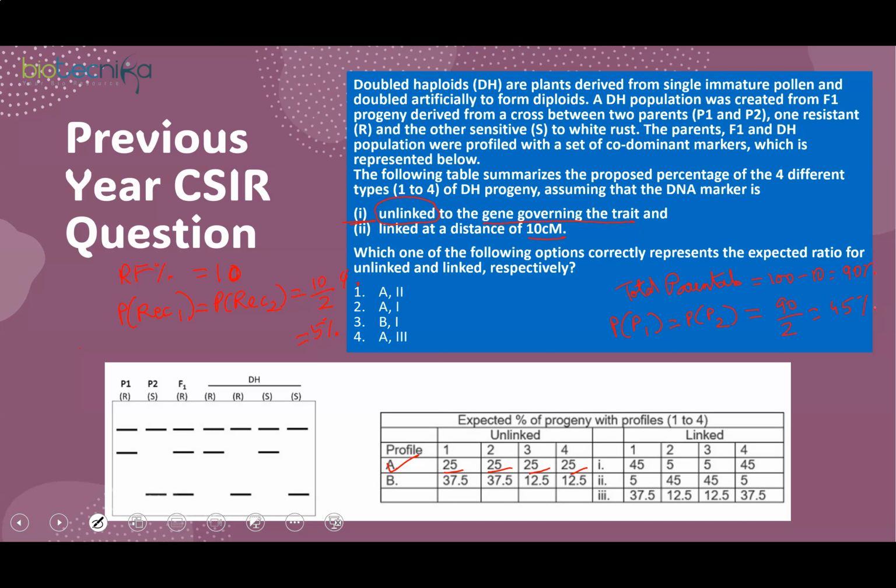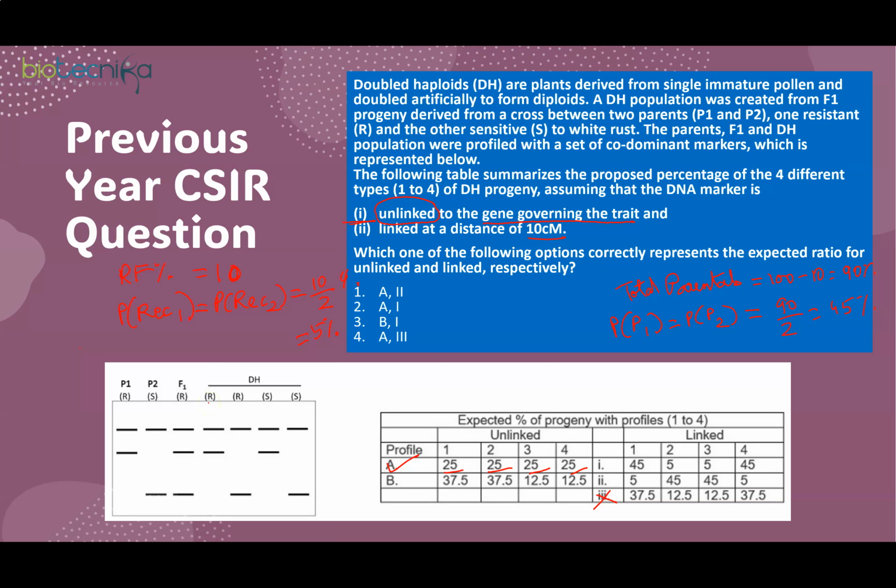Now if you look at the table, you can definitely eliminate 3, that is not possible. So it will be either 1 or 2. For that, you have to find out who are the recombinants and who are the parentals. In a DH population, parentals will be the ones exactly matching either P1 or P2. They have to match not only in the band pattern, but also in whether they are resistant or sensitive to the white rust.